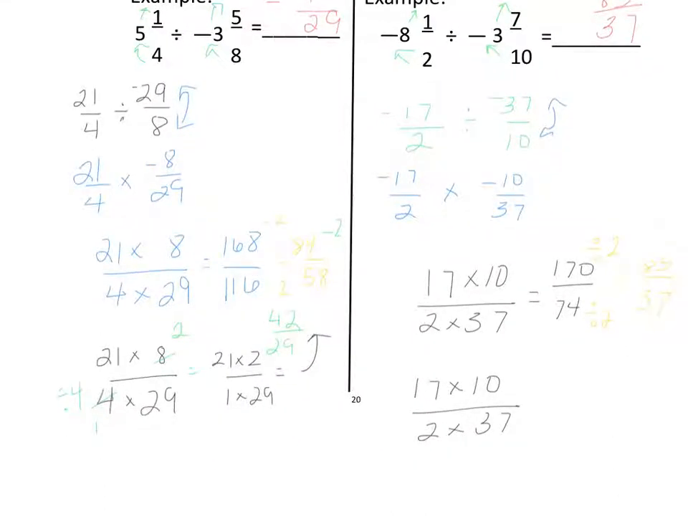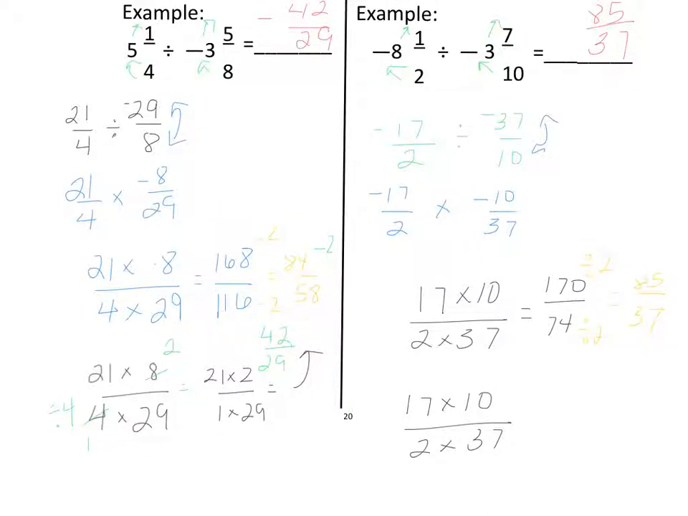If you prefer cross-simplifying, hopefully you notice that we can divide by 2. 2 goes into 2 once, and 2 goes into 10 5 times. So we're left with 17 times 5 over 1 times 37. And 17 times 5 is 85. And 1 times 37 is 37. And we can look back and say, hey, we got the same answer. So again, it doesn't matter which way you do it. You don't have to do both. I've just given you 2 to pick the one you like the best.